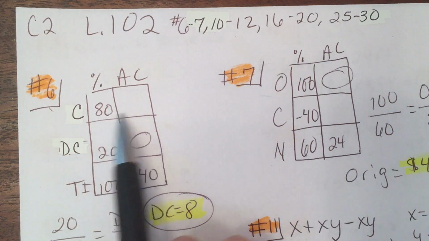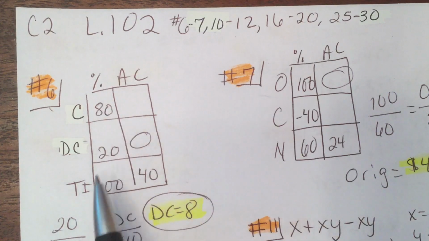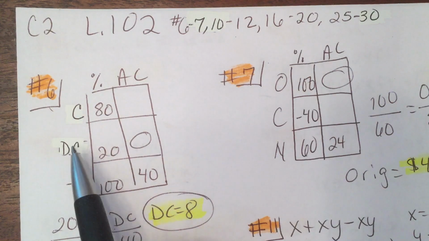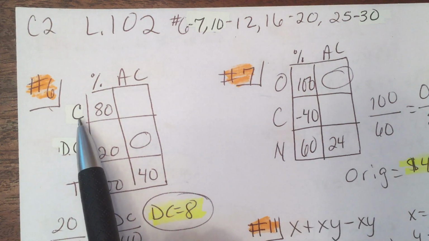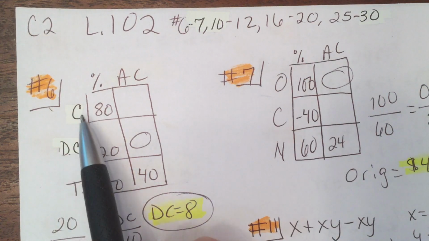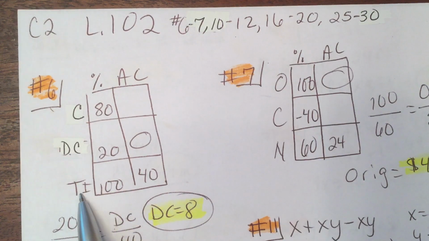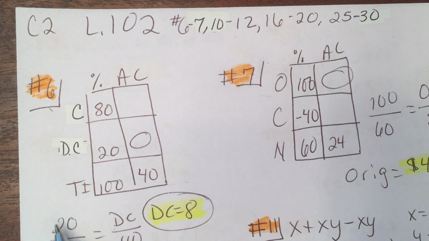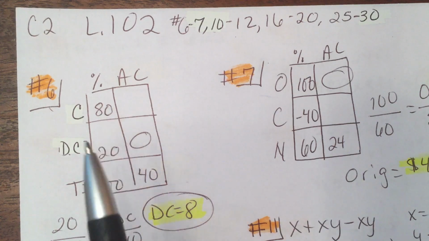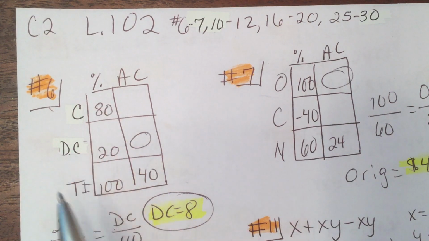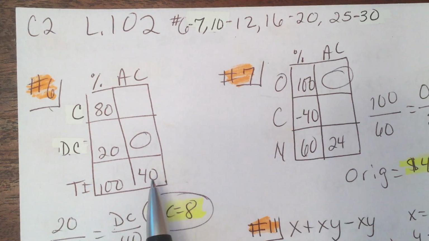So I created my ratio box, or my percent and actual count box. I said my categories were going to be those that came, didn't come, and the total invited. It said that 80% of those who were invited came. So 80% came, 20% did not come, and the total invited would be the 100%. And it said 40 people were invited, so they want to know how many people did not come.